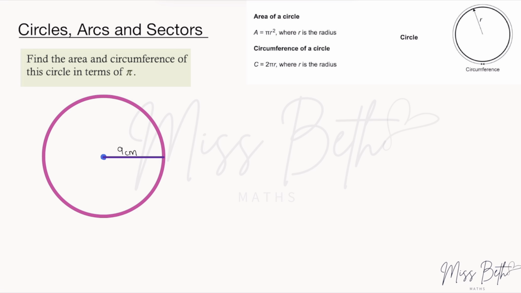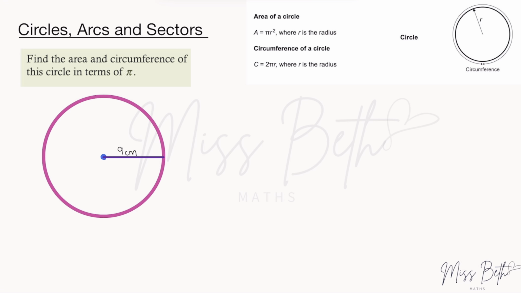Okay, but first of all, we have a question here that says, find the area and circumference of this circle in terms of pi. Now you'll see in the top right hand corner, we have our two formulas. These are the formulas given to you in the MYP eAssessment in the formula booklet. So do make sure you refer to them when required. Okay, don't forget that they are there.